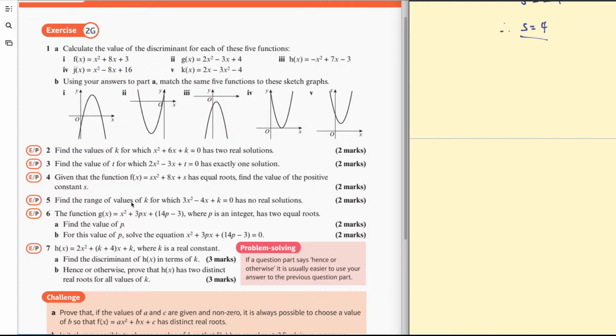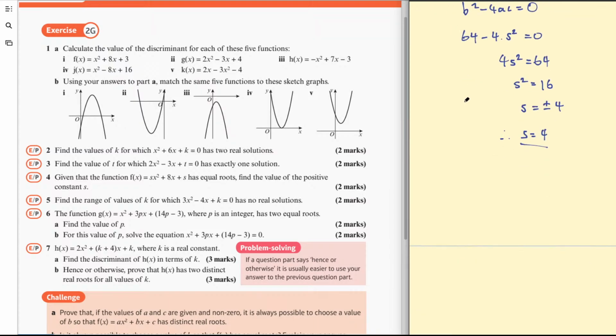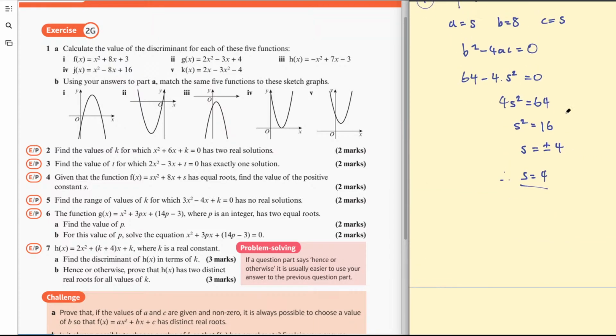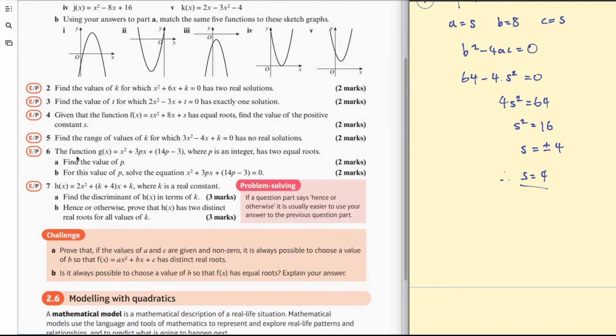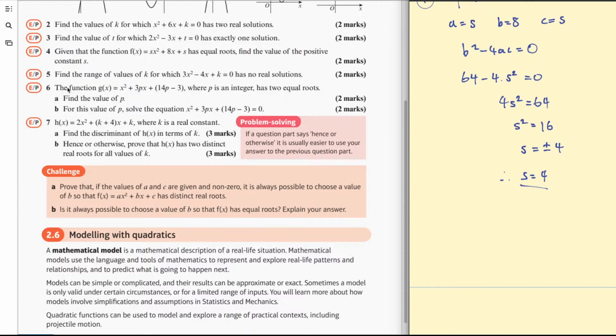Five says find the range of values for k for which 3x squared take 4x plus k equals 0 has no real solutions. Use a similar approach to the other ones. When it has no real solutions, remember that the discriminant is less than 0. So I might leave those ones that I haven't done for you to do if you'd like to do them. Now we're at a later stage.